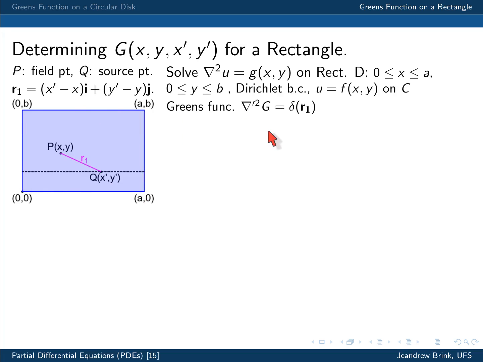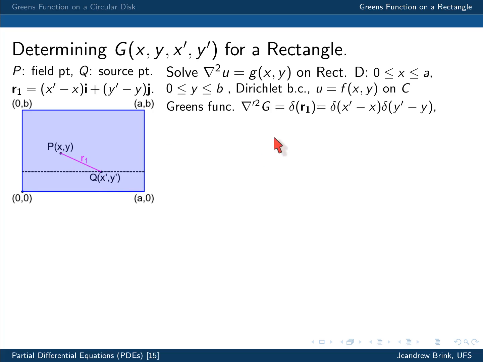Okay, so what we're going to do now is to try and determine the Green's function that would make writing down the solution in general possible, even though you don't know what G and F are. If you remember, our Green's function equation is just the Laplacian of G equals the delta function of R1, in other words, this vector that joins your source and field point. And that delta function is 0 only if R1 is 0, in other words, if Q corresponds to P.